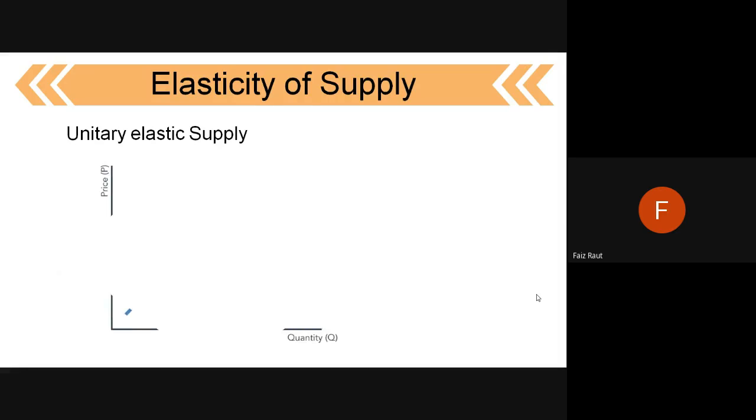And the final thing is unitary elastic supply. So this is a unitary elastic supply. Again, one unit change in price is causing a one unit change in quantity. This is very similar to demand.